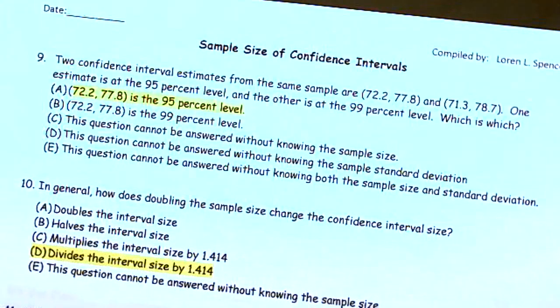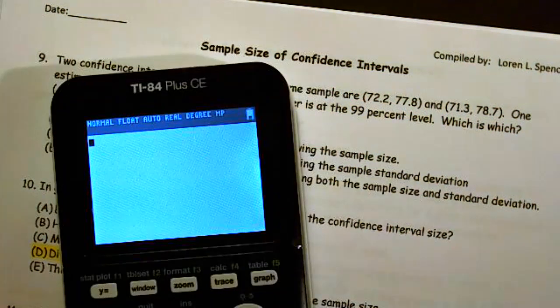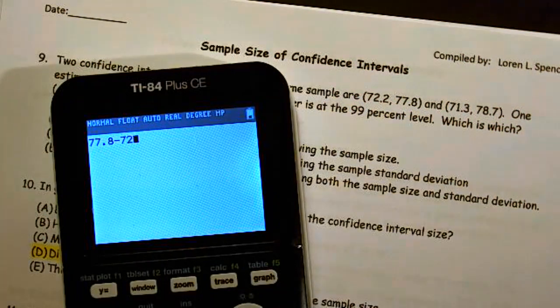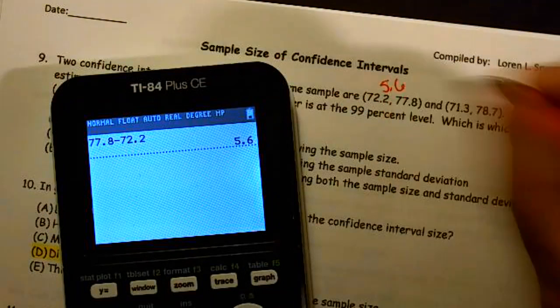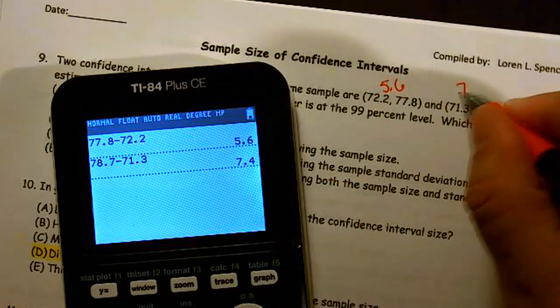And we have problems 9, 10, and 11. So two confidence interval estimates from the same sample are 72.2 to 77.8. So let's find out how wide that is. 77.8 minus 72.2 is 5.6. And this is 78.7 minus 71.3. And this is 7.4.